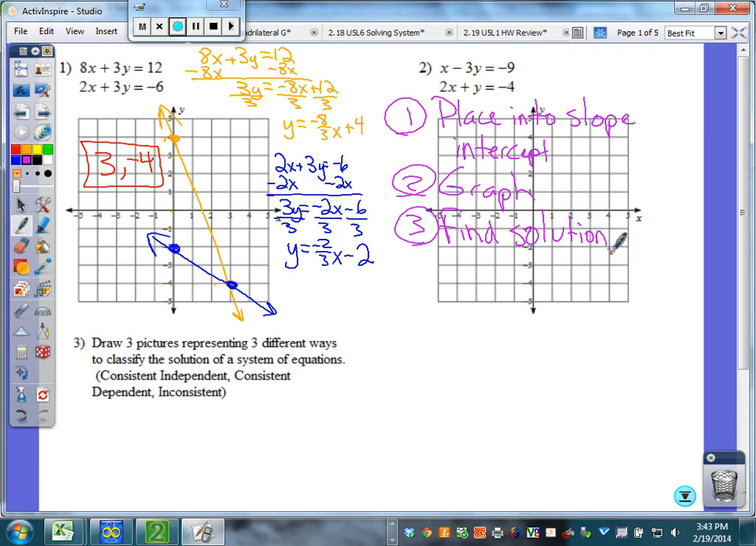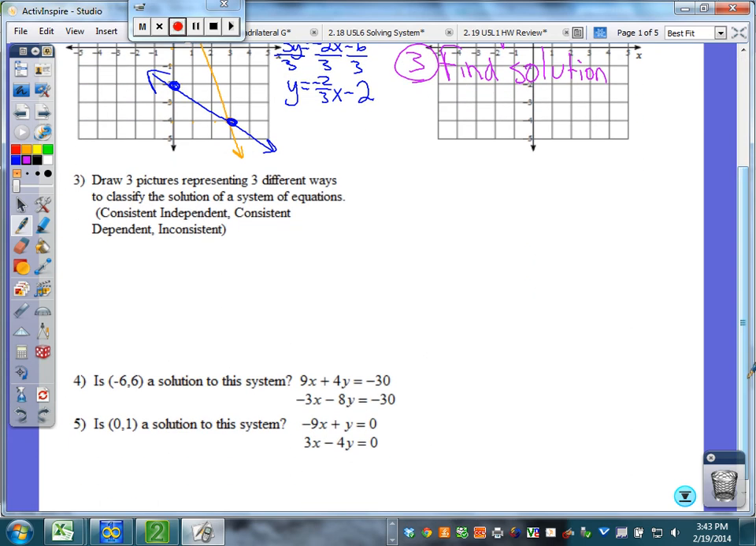Okay. Number 3, we're asked to go ahead and draw three pictures representing 3 different ways to classify the solution of a system of equations. So we have consistent independent. Well, a consistent independent is when we have a graph with a system of equations. All right, so we have two lines that, let's say, they intersect at one point. Okay? That would be consistent because it has a solution, and independent because there's just one. Okay?